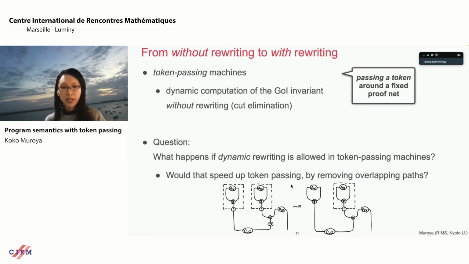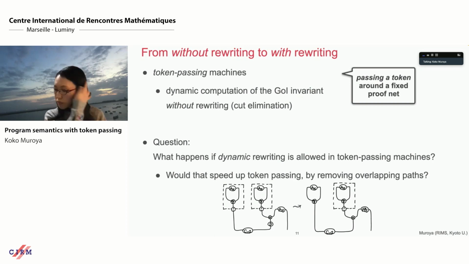For example, we can speed up token passing by removing overlapping paths. This is a proof net that encodes the lambda term that we've seen. Then we can apply one step of cut elimination, and in this case we can simplify this proof net and get a proof net with fewer nodes. We can do token passing on each of the proof nets, and we're supposed to get the same result because these are equivalent.